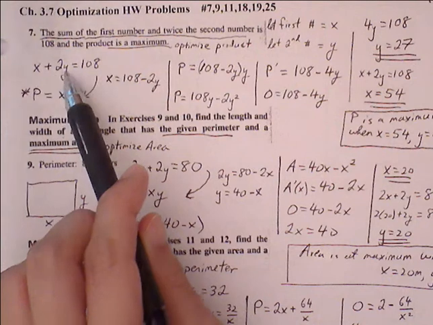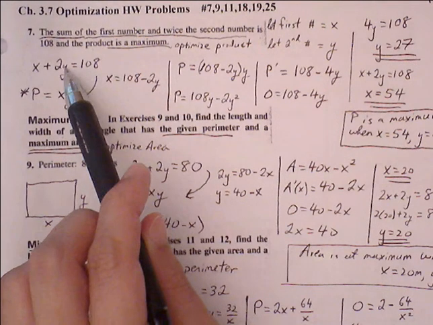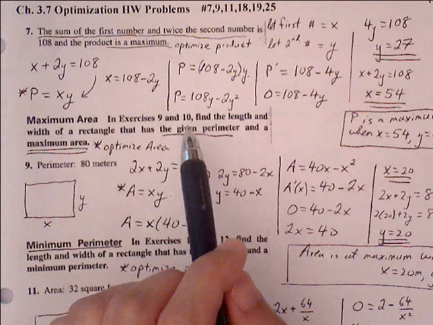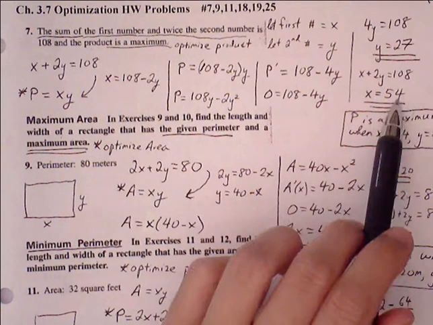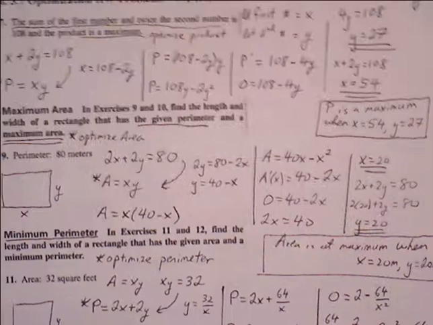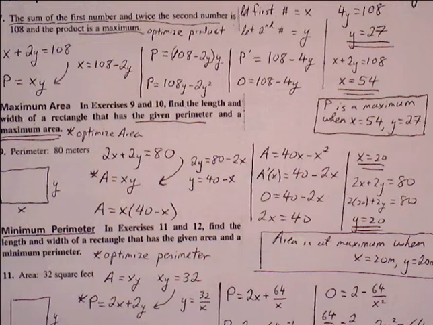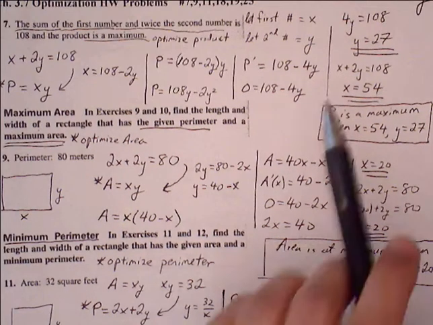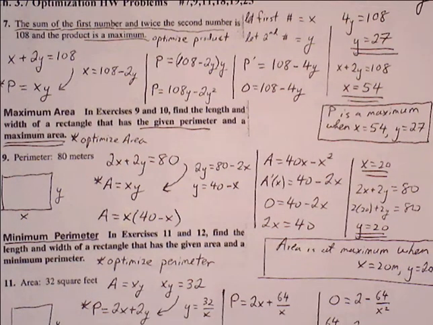We know that y is 27, so 2 times 27, subtract that over, 108 minus 27 is 54. So y is 27, x is 54. So our product is at a maximum when x is 54 and y is 27.